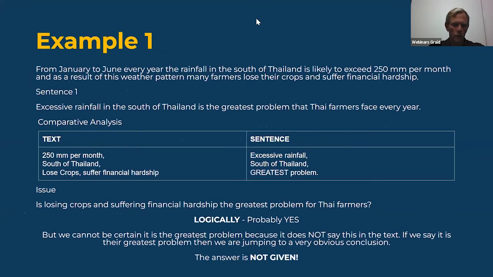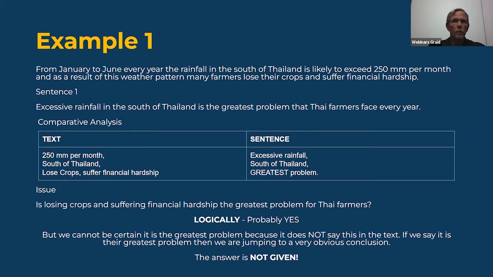Okay. So let's consider the following statement. From January to June every year, the rainfall in the south of Thailand is likely to exceed 250 millimeters per month. And as a result of this weather pattern, many farmers lose their crops and suffer financial hardship. So that's our passage. And then we have our sample sentence 1, which says, excessive rainfall in the south of Thailand is the greatest problem that Thai farmers face every year.